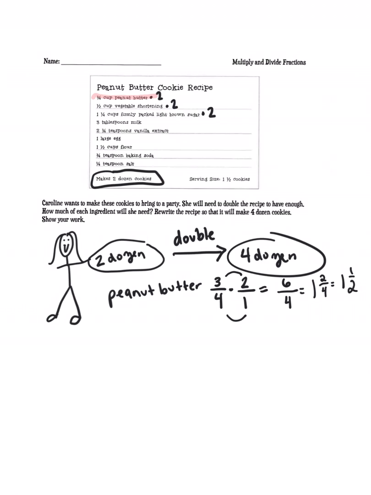So just for that one ingredient, I've got a bunch of steps here. Okay, so her new recipe, let's see, peanut butter. Her new recipe is going to call for 1.5 cups.